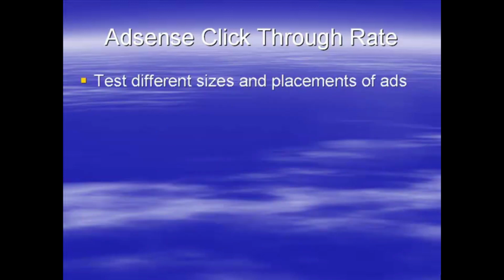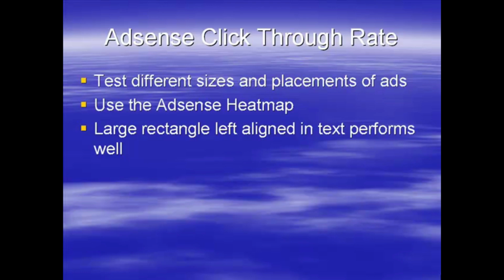You want to test different sizes and placements of adverts. One that works very well is the large rectangle left aligned within the text, so the text flows around it. That tends to have a very, very good performance. So have a look at that and try using it. You can also use the AdSense heat map, and we'll have a look at that in a second. But the large rectangle tends to be the best performing one.